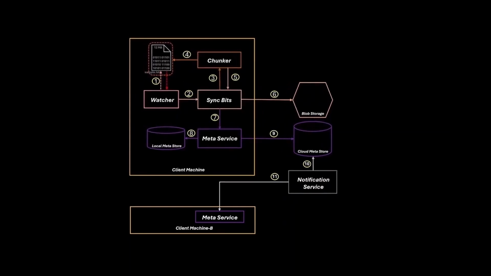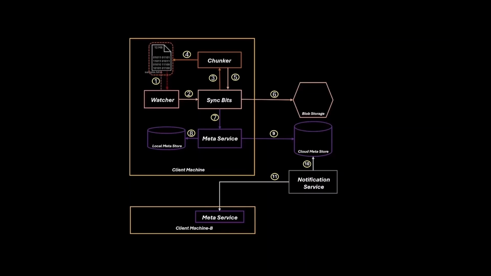So from the sequence perspective, that's how the workflow looks, and that's how each and every component talks to each other. The watcher service constantly watches the changes inside the folder. Whenever a file change is detected, the watcher service talks to the sync bit service. The sync bit service further asks the chunker service to chunk the data and gets that chunk data back. The sync bit service then compares the chunk with the existing saved chunk. If any change is detected in the chunk, that chunk is updated to the blob storage.